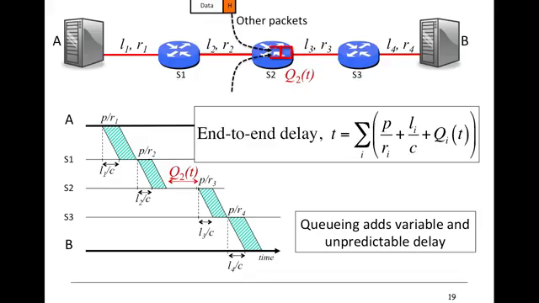Okay. So now let's go back to our original expression for the end-to-end delay. Now we've seen that it has these three components: packetization delay, propagation delay, and then the variable queuing delay. And the queuing adds variable and unpredictable delay to the path and to the packets from end to end.